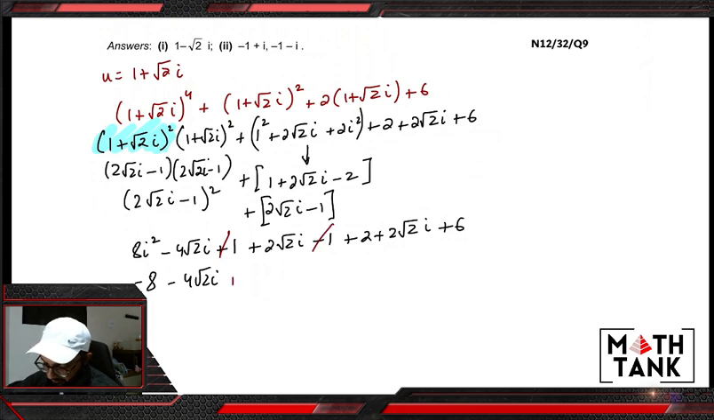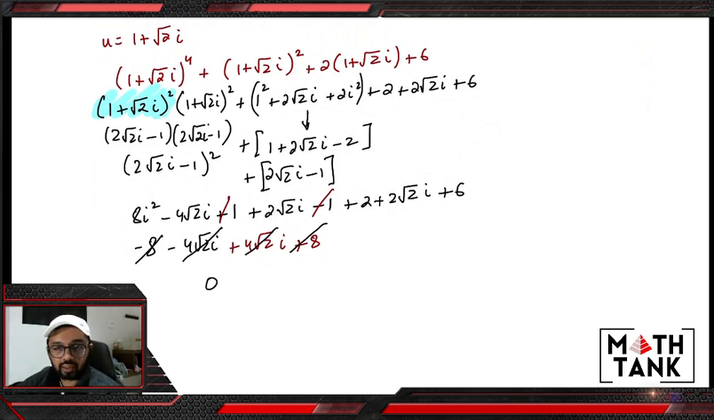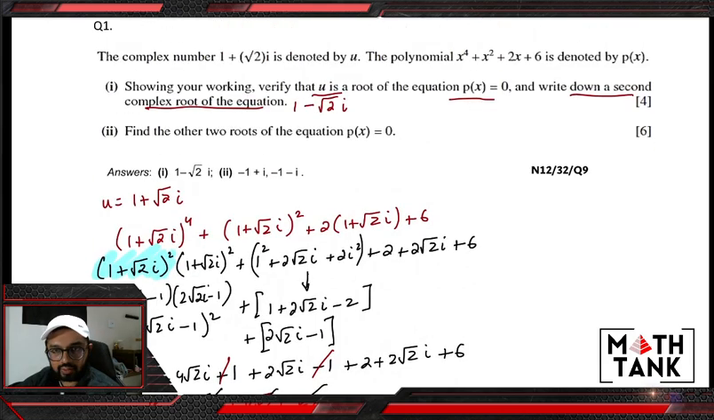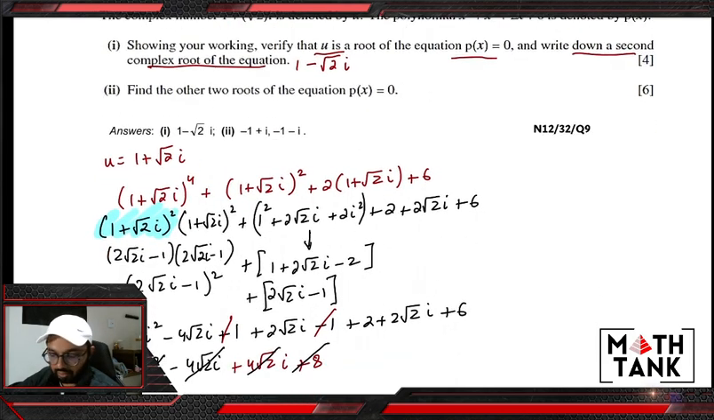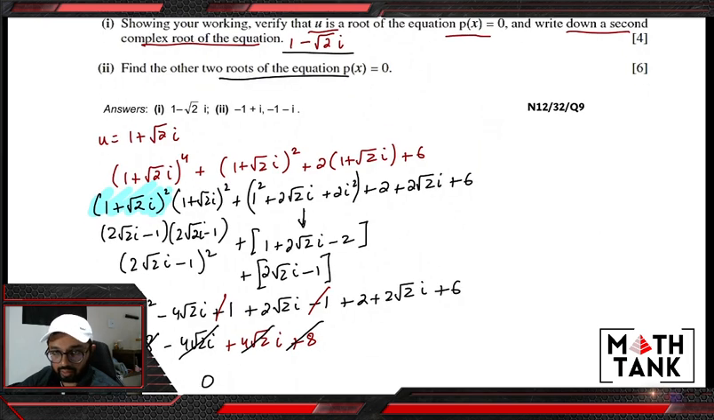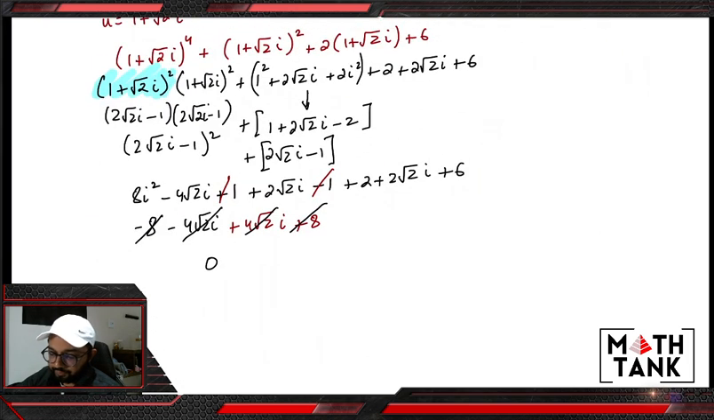I get 4 root 2i and plus 8. So everything seems to be cancelling out. So I get 0. So I've proven to you that this is a root of the equation p of x equals 0. And write down a second complex root: that's something that I've already done. Now find the other two roots of the equation.